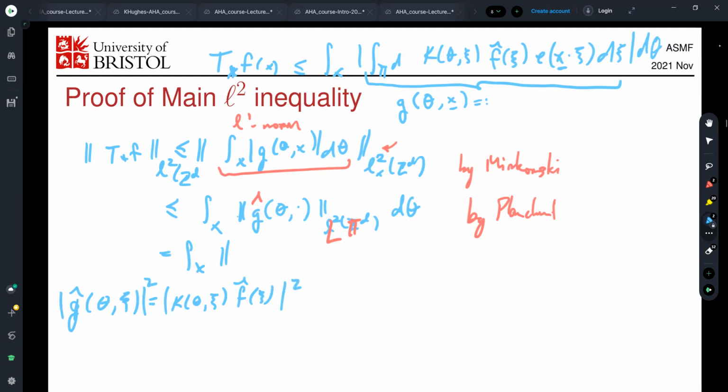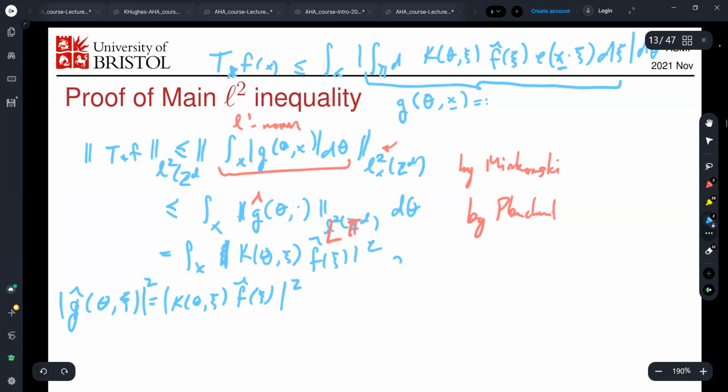So this right here is at most K theta C times the Fourier transform squared, and I integrate with respect to C and then theta. Okay, Bessel's inequality. Now we take the sup. Oh, sorry, I didn't write the integral over C. It's over the torus.